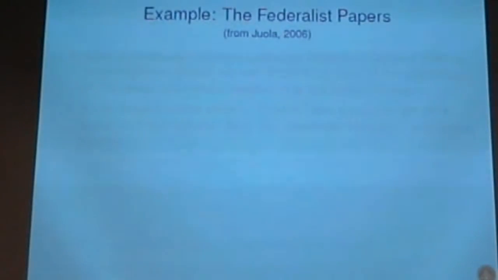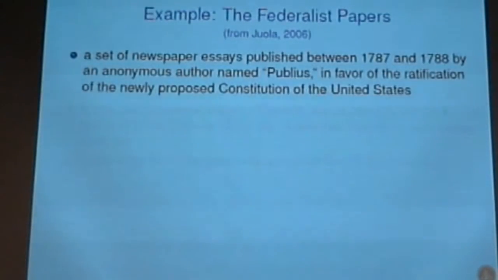The other examples are based on that, where I also mentioned this authorship attribution. The other example would be this Federalist Papers. Here is a set of newspaper essays published between these years by an anonymous author named, how do you pronounce it? Publius? I think you're much better than me in American history, so I'm not really familiar with this. They were in favor of the ratification of the newly proposed Constitution of the United States.